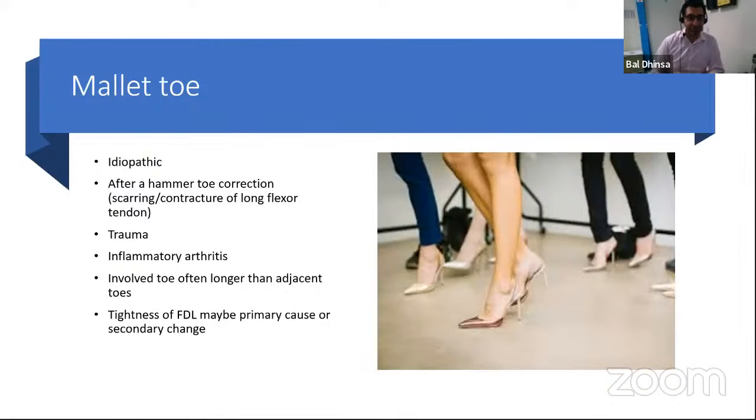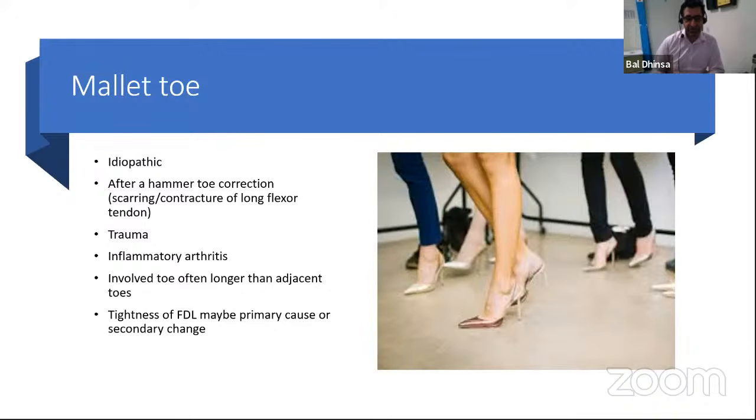So if we start with the mallet toe, the causes of this are not fully known. I said it's often due to footwear, but it's also often idiopathic. It may be after hammer toe correction from scarring or contracture of the long flexor tendons. It could be post-traumatic, or from inflammatory causes such as rheumatoid arthritis or psoriatic arthritis. And it often involves one toe being longer than the adjacent toe. Because the toe is being squashed within the shoes, it causes a flexion deformity. And then you get a flexible flexion deformity, which then can become a chronic, more rigid deformity.